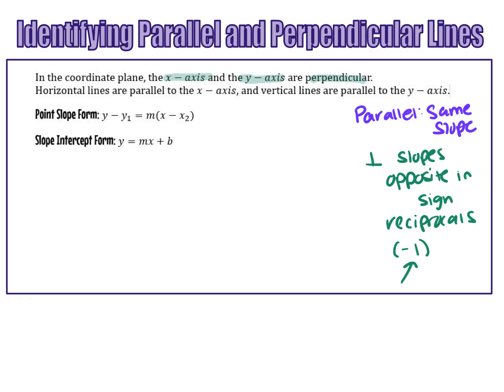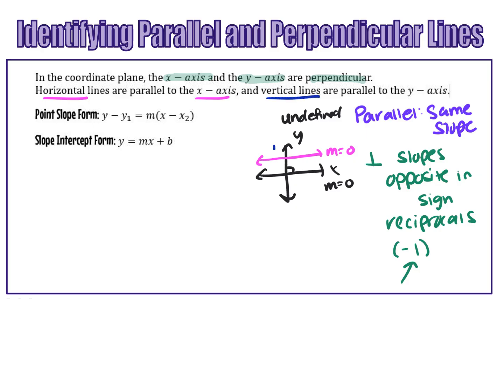If we tie this to a coordinate plane, we can also say that in a coordinate plane, the x-axis and the y-axis are perpendicular. If you think about what that looks like visually, we have the y-axis and the x-axis, and they do intersect at a right angle. The y-axis has a slope that is undefined, and the x-axis has a slope that is 0. Horizontal lines that are along the horizon would then be parallel to the x-axis because all horizontal lines also have a slope of 0. And vertical lines will all be parallel to the y-axis because they also all have a slope that is undefined.